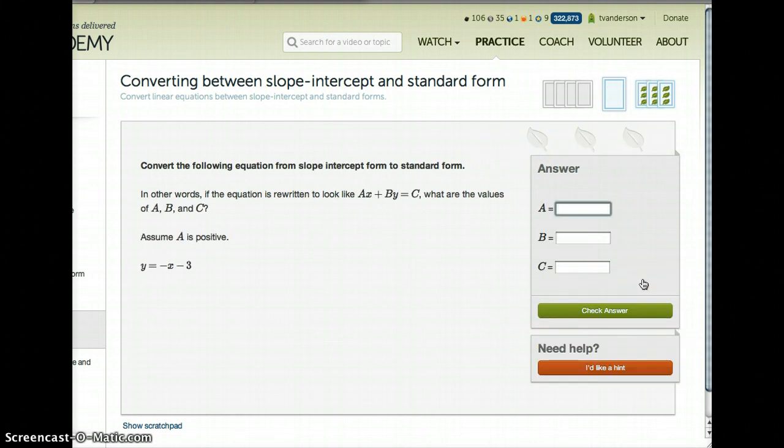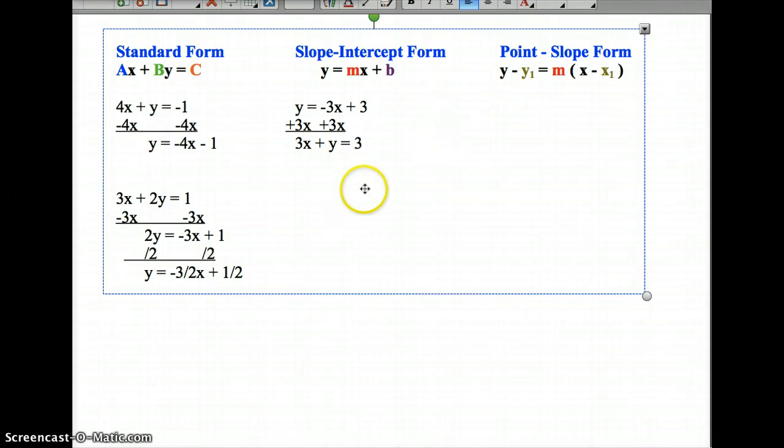And then finally, the last one here that we'll do is y equals negative x minus 3. So currently this is in slope-intercept form. We need to get this to standard form. By the way, it says here assume A is positive, so that kind of gets back to that whole point for Khan Academy. They want your A term, your very first term, to always be positive.